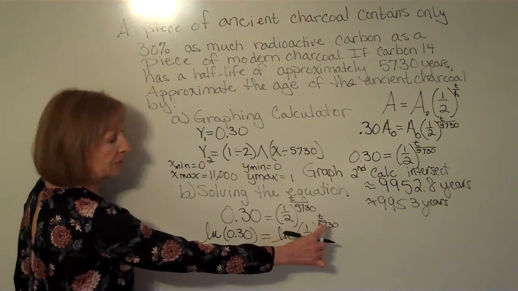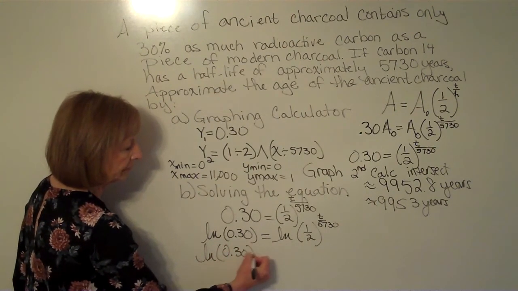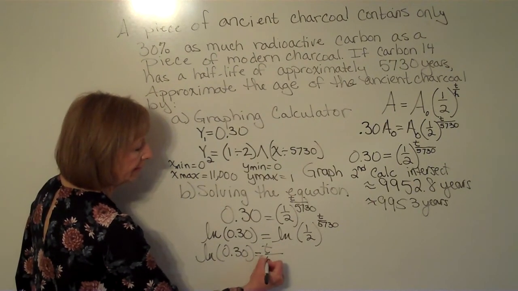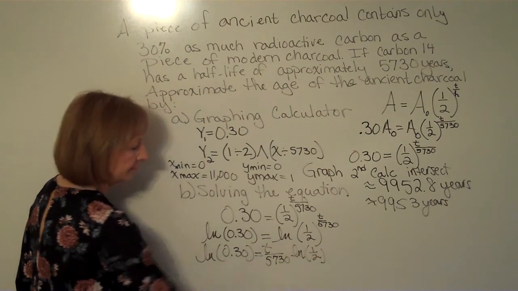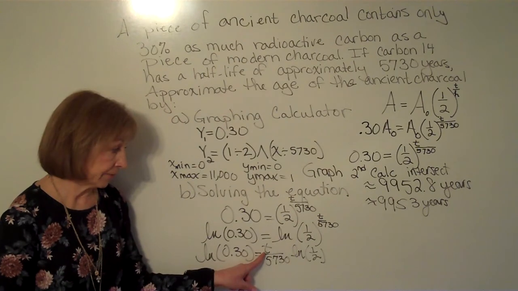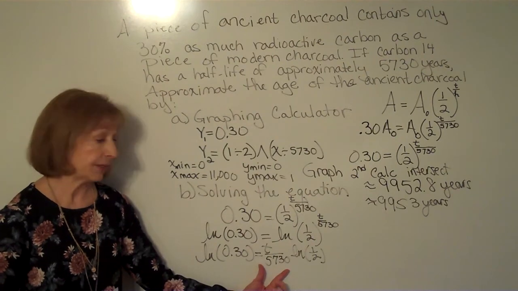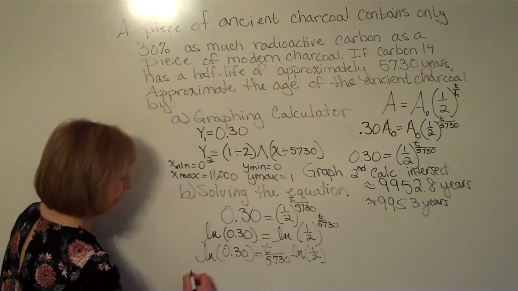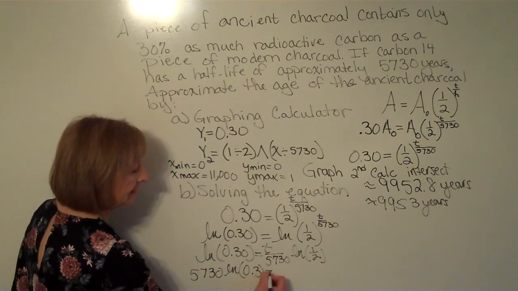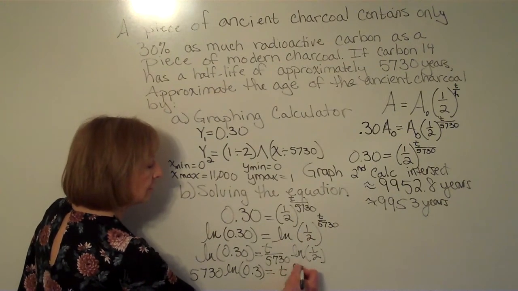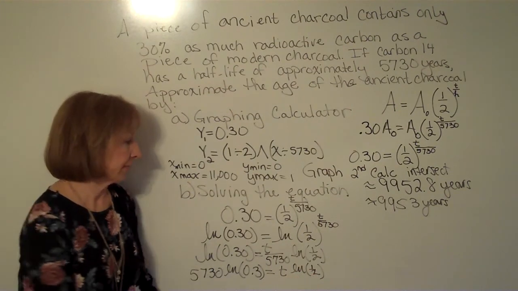Now what that allows me to do is to bring the exponent down. So it's the natural log of 0.30 is equal to t over 5,730 times the natural log of 1/2. And then again, we want to solve for t. So the first thing we're going to do is multiply both sides by 5,730 to get rid of the fraction. So 5,730 times the natural log of 0.3 is equal to t times the natural log of 1/2. And then lastly, divide both sides by the natural log of 1/2.